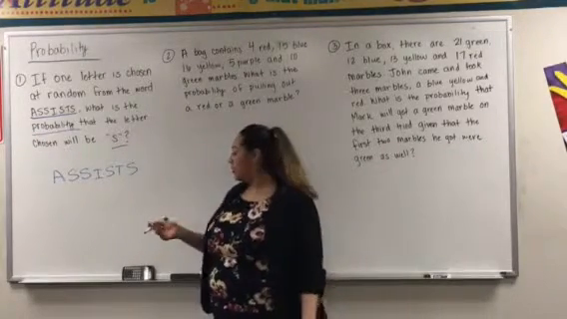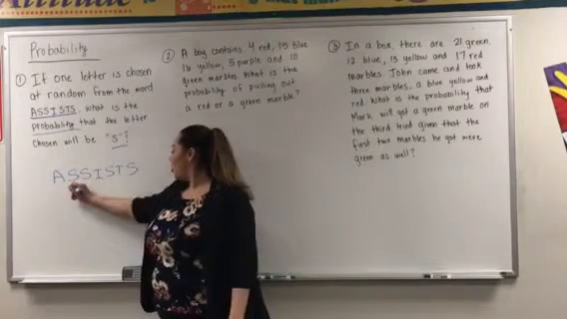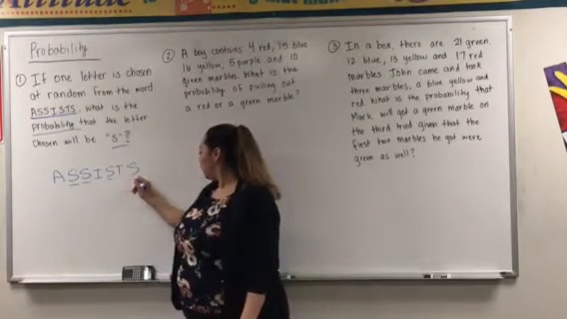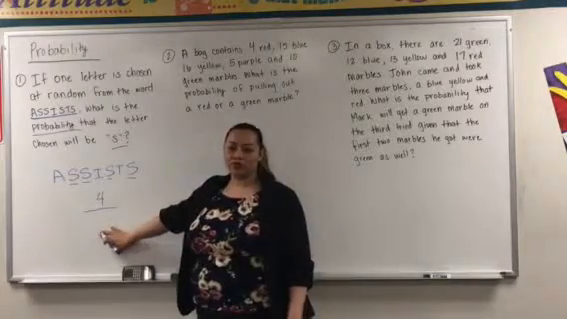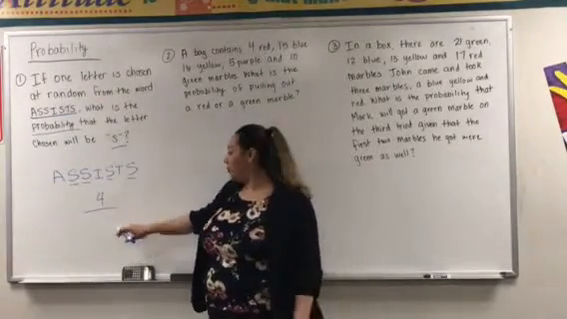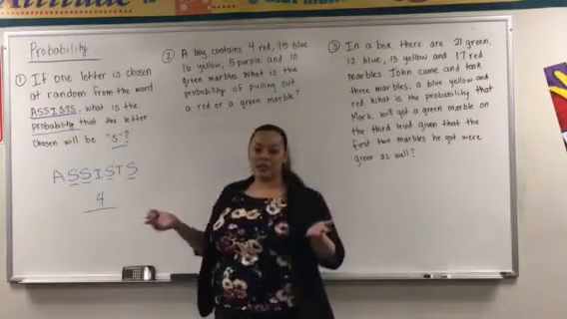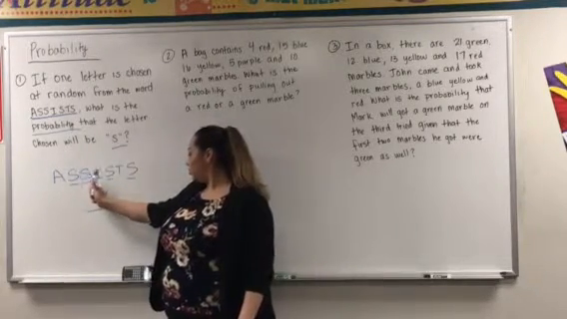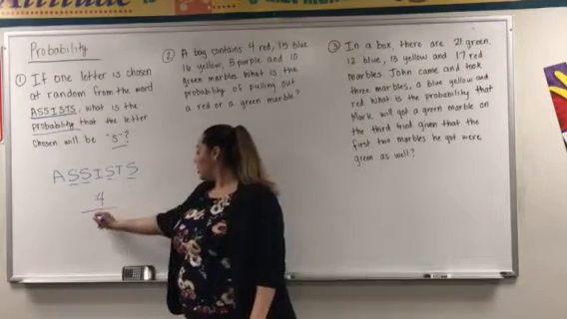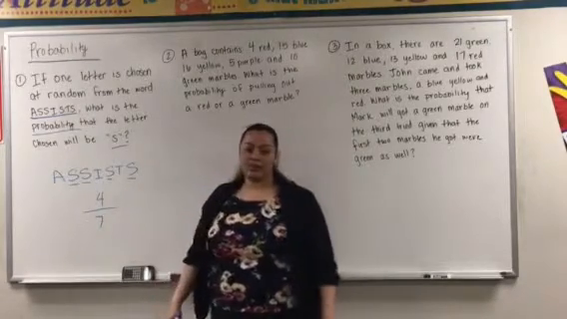How many S's do we have in the word assist? 1, 2, 3, 4. So that'd be 4 over the total. We're always going to put the total at the bottom. The total is just basically how many letters does the word assist have. So we're going to count 1, 2, 3, 4, 5, 6, 7. So it'll be 4 out of 7.